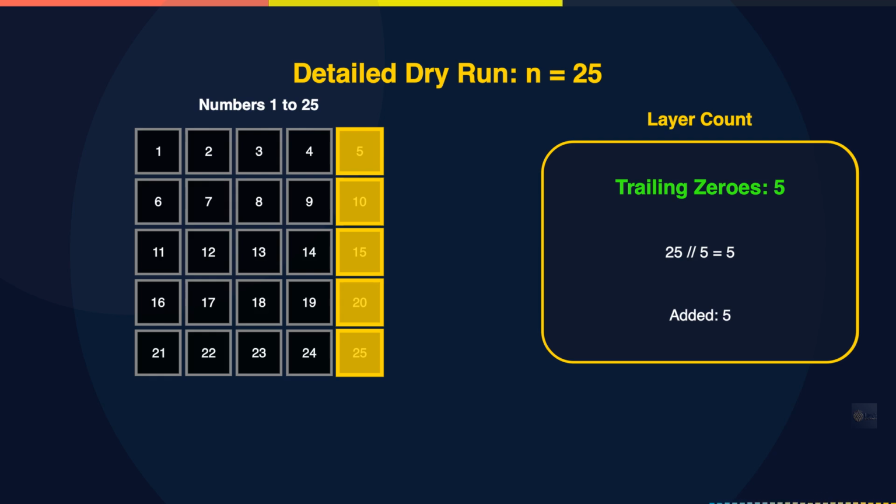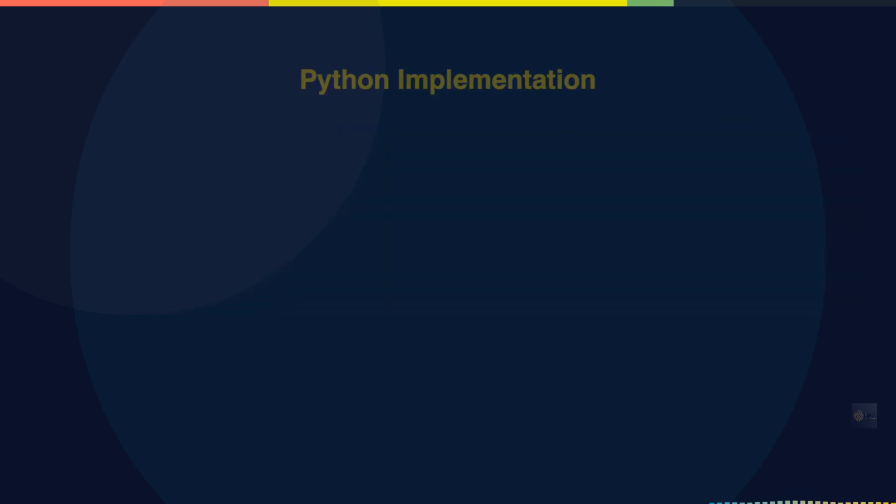Next, we move to the second layer. We divide 25 by 25, which gives us 1. This represents the number 25 itself, which contributes an extra factor of 5 that we haven't counted yet. We update our result to 6. Finally, we try 25 divided by 125. That is 0, so we stop. Our final count is 6. Simple, elegant, and efficient. Now, let us look at the Python code.